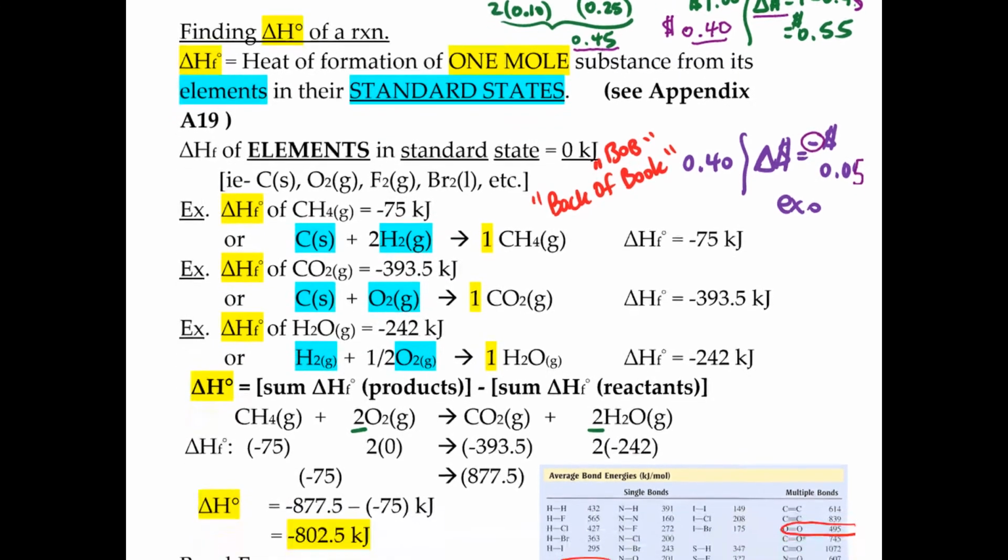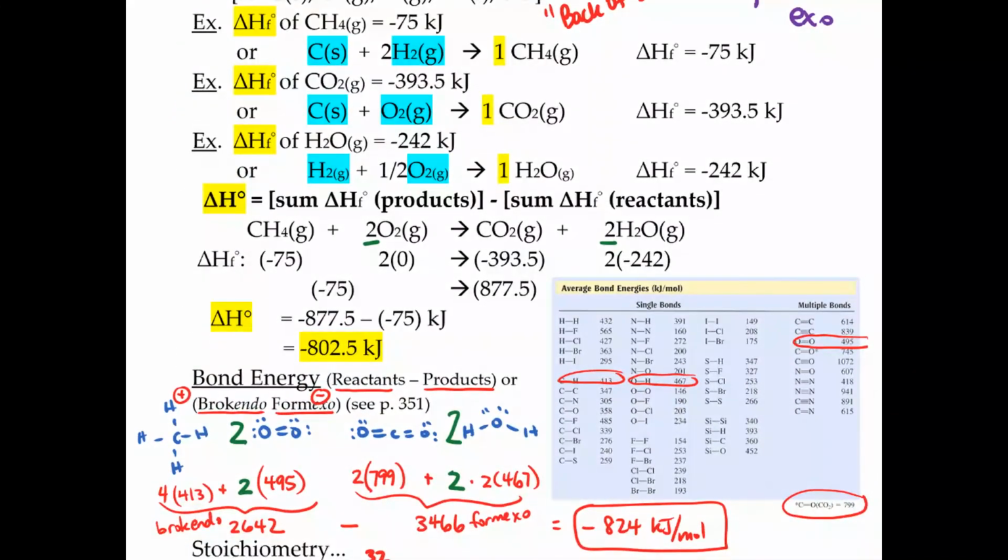And you're going to see that the left side adds up to negative 75. The right side adds up to negative 877.5. And you take the end minus the beginning. And there's your delta H. The change in heat is negative 802.5.